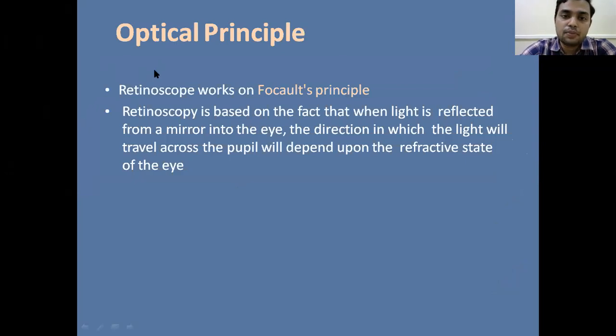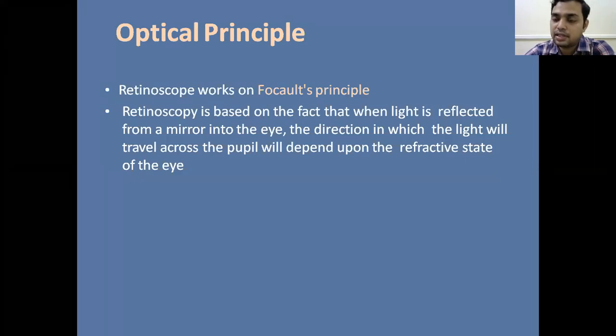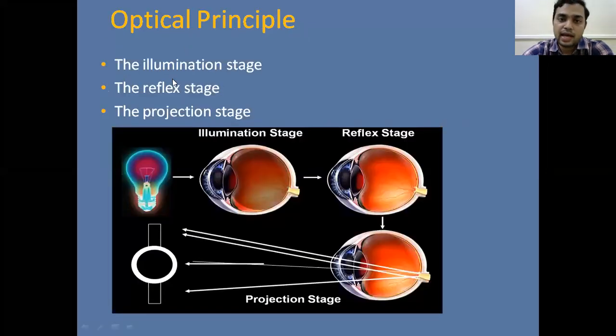Coming to the optical principle of retinoscopy, it works on Foucault's principle, where retinoscopy is based on the fact that when we reflect light with a mirror into the retina, the direction in which the light will travel across the pupil will depend upon the refractive state of the eye. It has three stages: illumination stage, reflex stage, and projection stage.